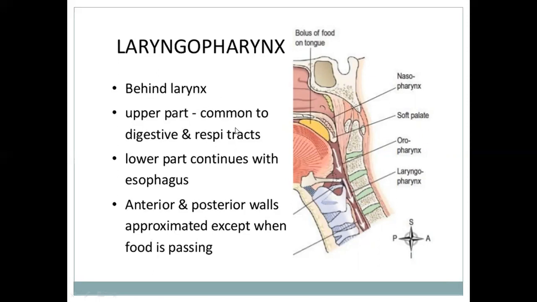Behind the larynx, the upper part is common to the digestive and respiratory tract. The lower part continues with the esophagus. Anterior and posterior walls are approximated when food is passing downward. When deglutition does not occur, the two walls of the esophagus are collapsed with each other. But at the time of deglutition, the esophagus opens and the bolus goes downward.